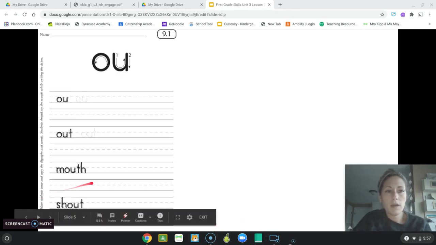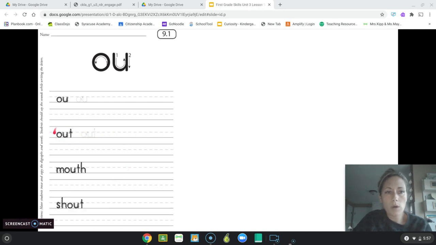Okay, so here are some words that make the ow sound. When we are writing the ow sound, we spell it O-U. Sounds like ow. So if I'm writing the O-U sound and I'm writing lowercase letters, I need to make sure that my O and my U don't come past the dotted line because they are lowercase letters. This next word that makes the ow sound is out. And again, I make sure my O and my U don't come above the dotted line.